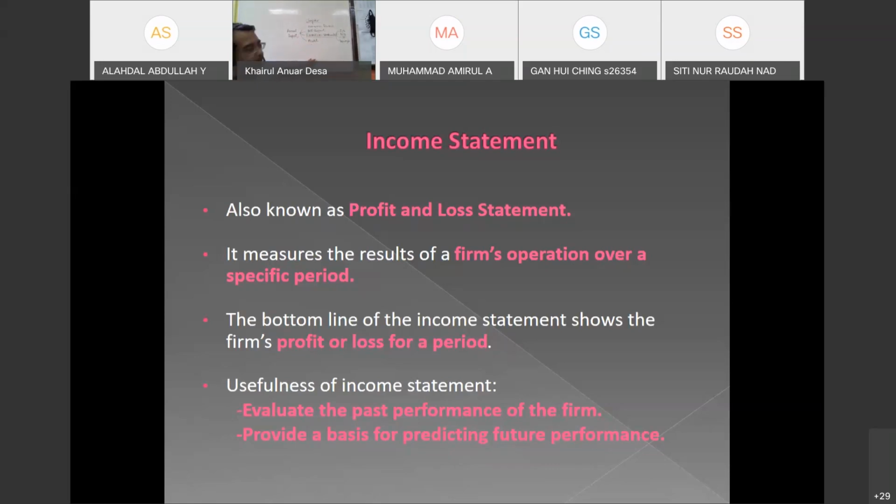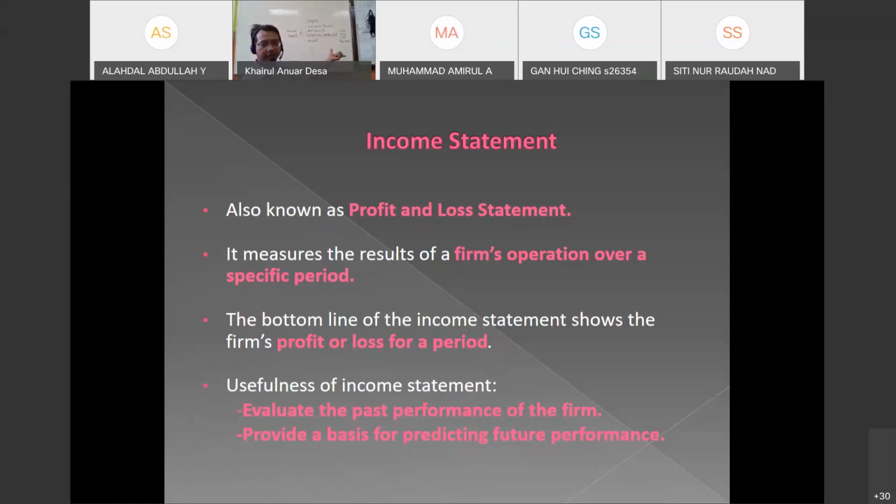Adalah yang lain-lain lagi kan? Okay, ada lain-lain lagi. Kemudian we are going to use one chapter, one section in the annual report known as the financial statement. In the financial statement, what is the content of the financial statement? Number one, income statement, balance sheet, cash flow statement, equity statement, or shareholder statement.